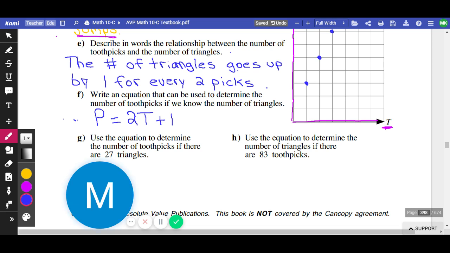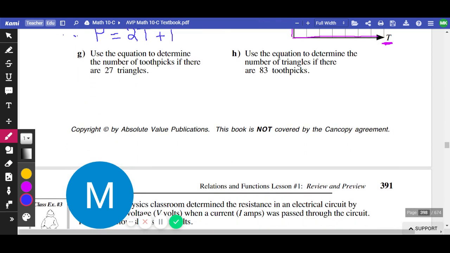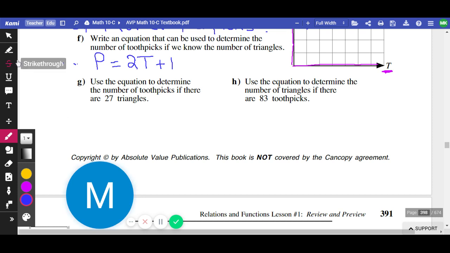But what this means is that if I want to figure out how many toothpicks I have, I take the number of triangles, multiply it by 2, and then add 1. And that would always tell me how many toothpicks I had. We'll use that equation for G and H, which is actually a skill that's a lot more important. So use the equation to determine the number of toothpicks if there are 27 triangles. 27 triangles. That means T equals 27.